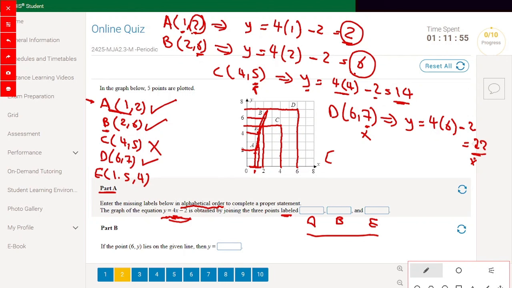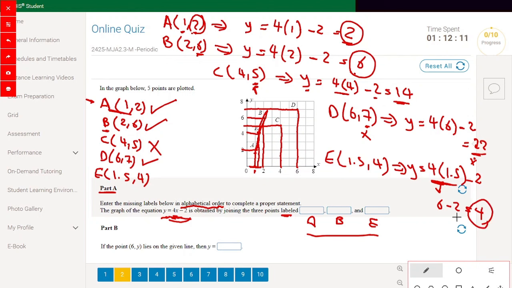Now for point E, which is (1.5, 4), y will be equal to 4 multiply 1.5 minus 2. 4 multiply 1.5 is 6, minus 2 equals 4. So y here is the same. So E is the right answer.